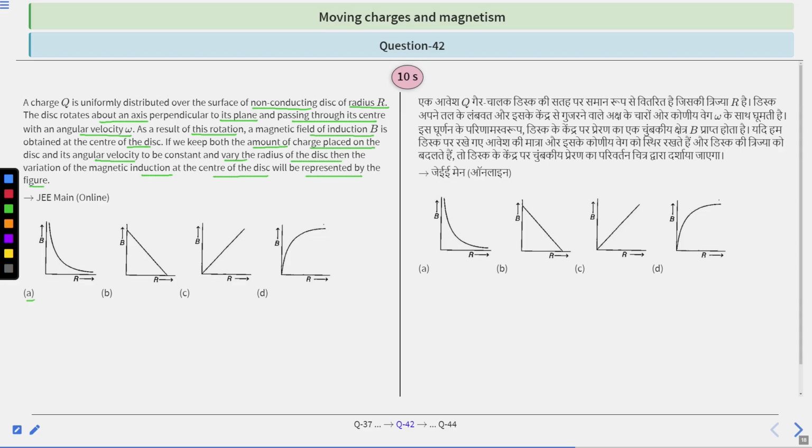Given option A, option B, option C, or option D. So which one is correct? You have 10 seconds to solve this question. After 10 seconds, we will provide the solution of this question.